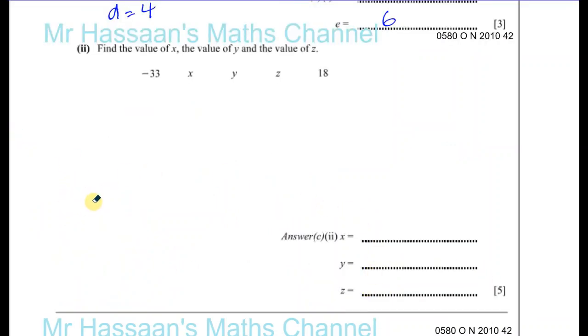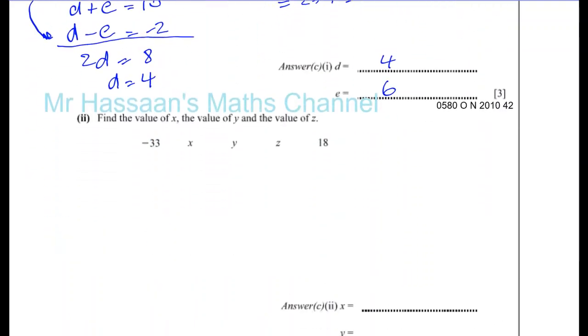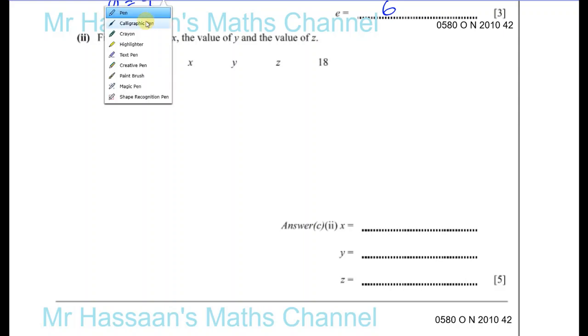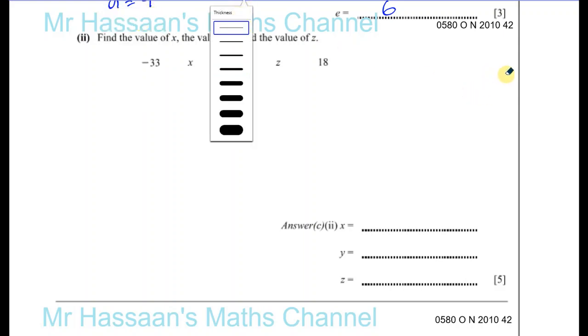Okay, now for part 2. This is question C, part 2. Find the value of x, the value of y, and the value of z. So now we are juggling with 3 unknowns here. It's slightly more complicated still.